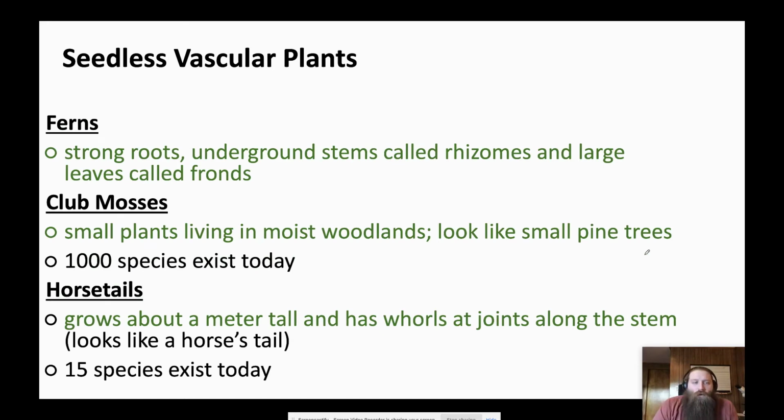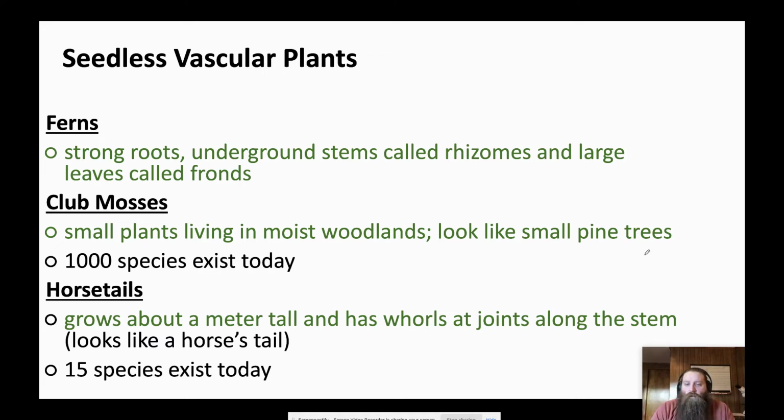Now, our seedless vascular plants fall into the fern category. They have really, really strong roots. Right, their underground stems are called rhizomes, just very similar to mosses, and we call their leaves fronds. The club mosses and the horsetails also fall under the fern or under the seedless vascular plant category.